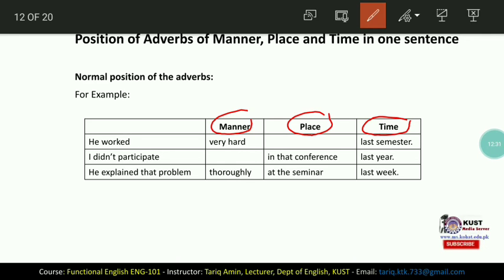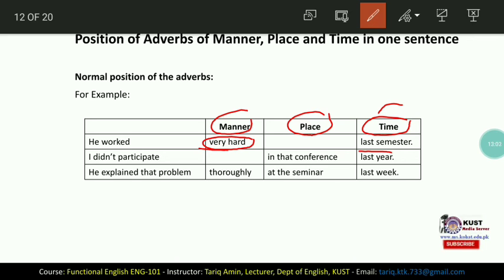For example, he worked very hard last semester. We can see that we have used very hard, which is an adverb of manner, before adverb of time. When you have adverb of manner and adverb of time in a single sentence, you should use adverb of manner first, and after that, adverb of time. For example, if you say that he worked last semester very hard, it would not be a good sentence.